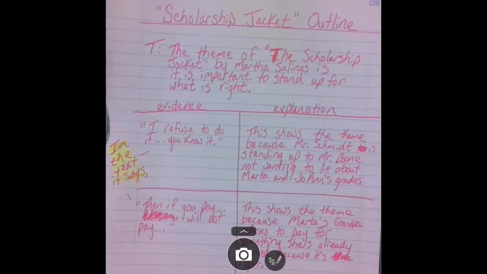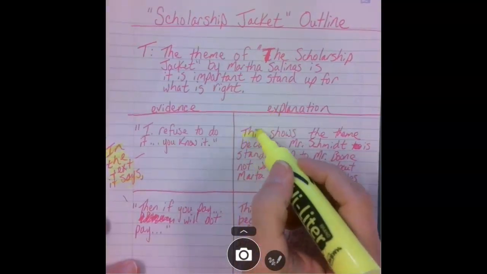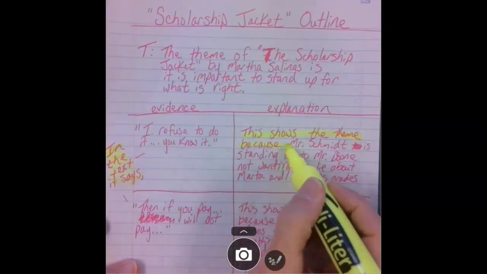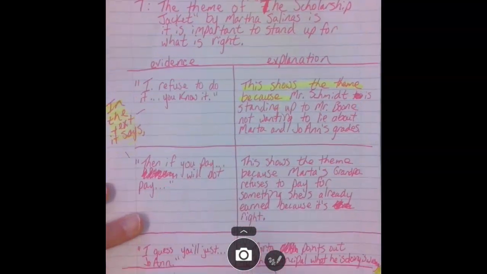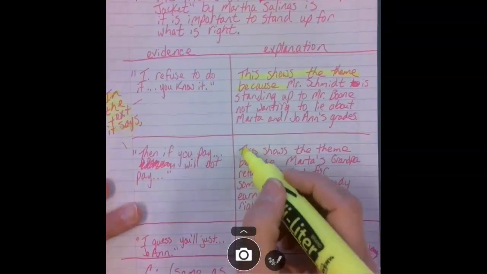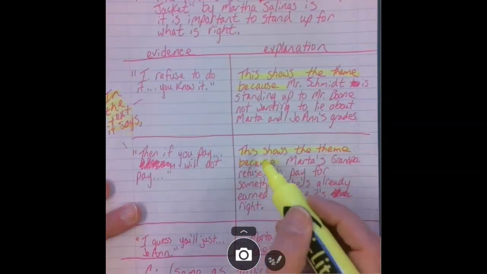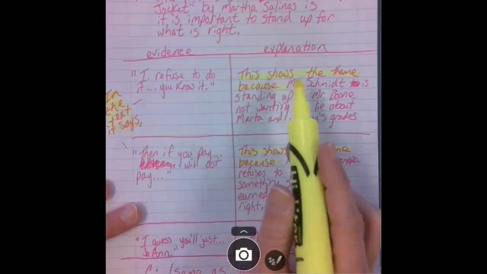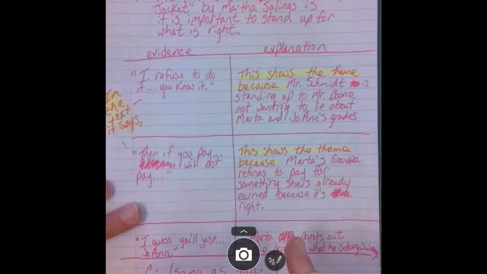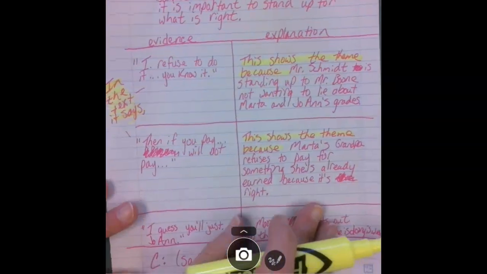Okay? And then for our explanation, we already have our transition words. We say, this shows the theme because. So the transition words are just signals to our readers that we're now explaining. We're explaining how this shows the theme. And "this shows the theme because" is a signal or a transition to the reader that that's what we're doing.